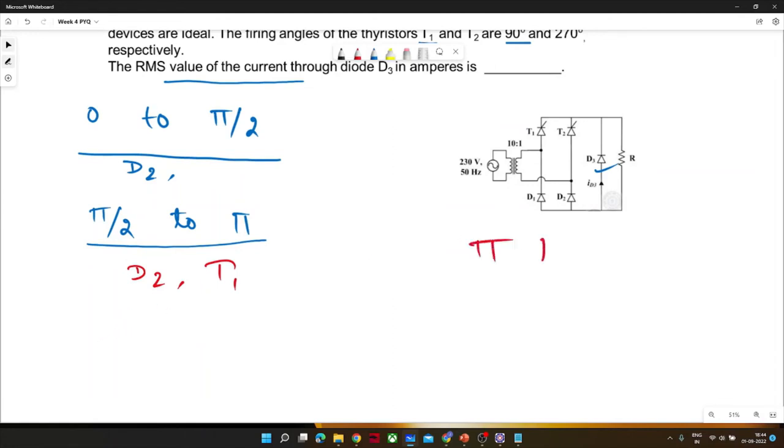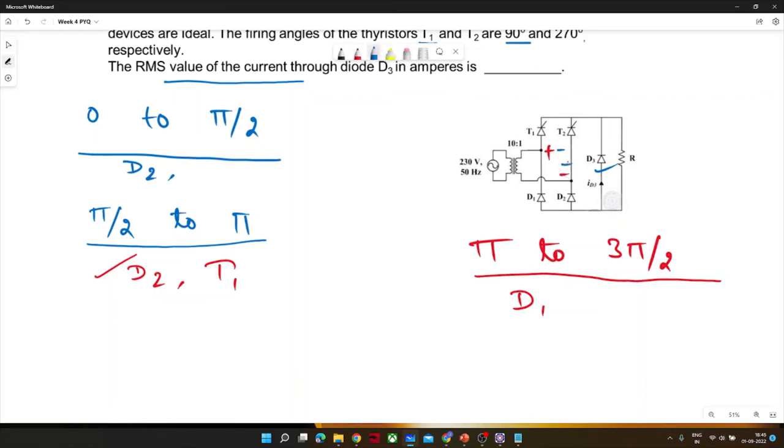After pi to 3 pi by 2, at pi, D2's job is done and it will go into the off state. Now D1 would come into action. Did anybody have any issue understanding how I am writing directly? If not, I can move on. Otherwise, I will explain the basics of how the anode and cathode work here. For the positive cycle, this is plus and minus. For the negative cycle, this is minus and plus. If you apply the anode cathode rule, you will get that.